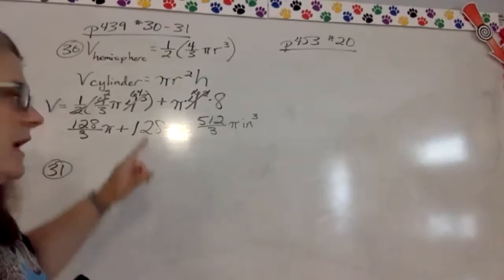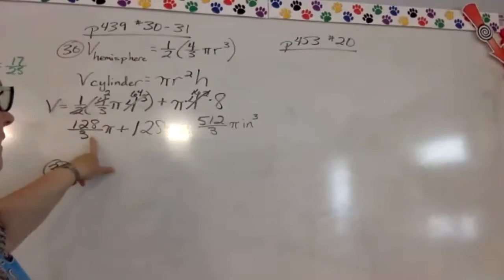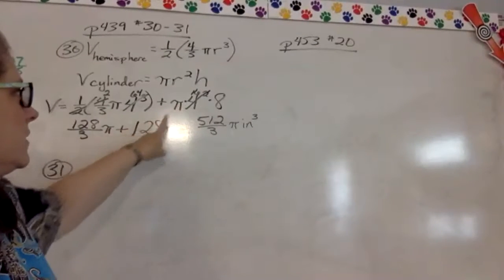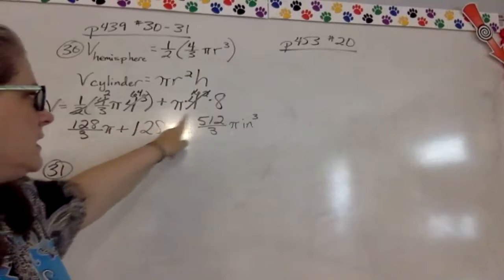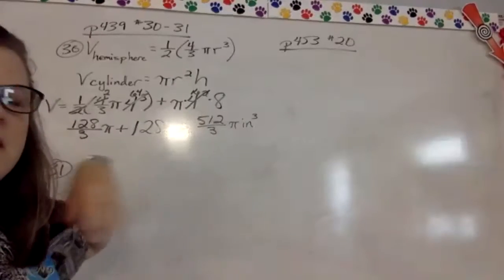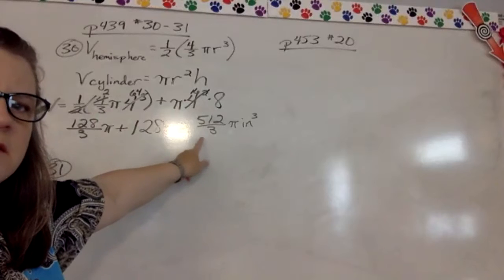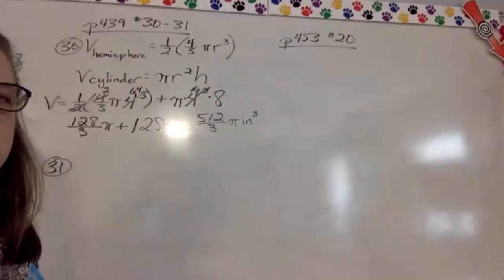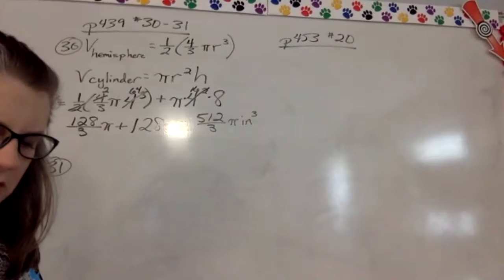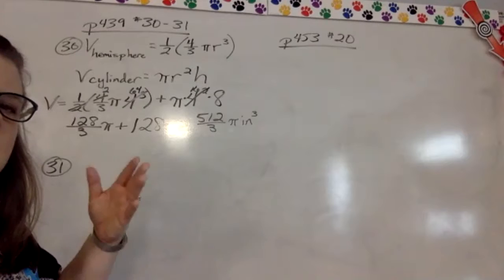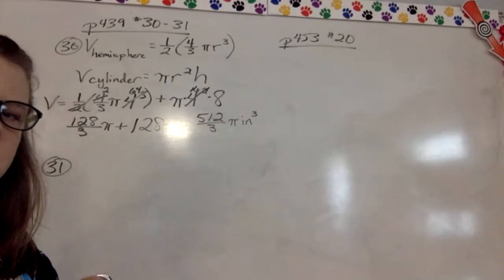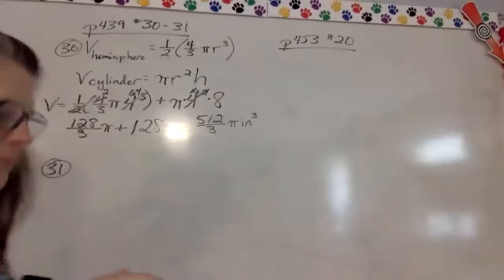We found the area of the hemisphere. We found the area of the cylinder. We added the two together, so we had the, not area, sorry, volume. So we had the volume of the entire solid figure. Now, 31 is similar, except instead of the hemisphere being with a cylinder, the hemisphere is with what shape?